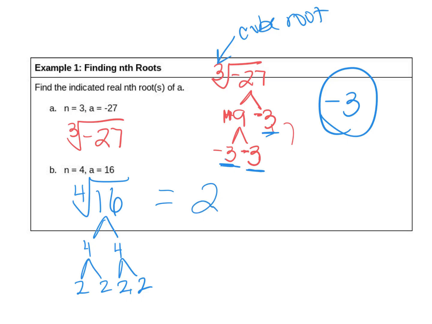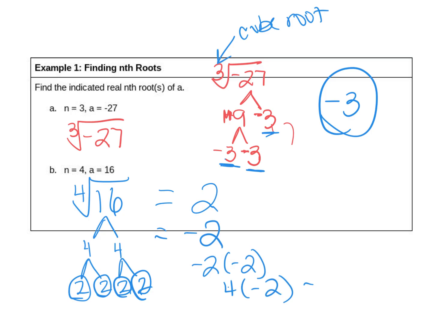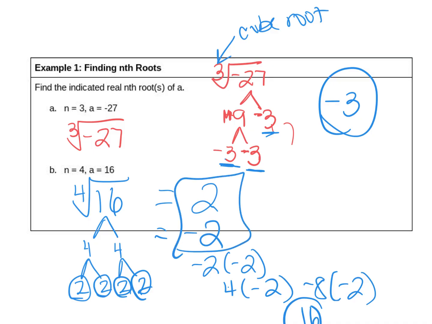Because we have a fourth root, we're looking for 4 of the same number. So 1, 2, 3, 4. This also holds true if we list -2. Because -2 times -2 gives you 4. 4 times -2 gives you a -8. -8 times -2 gives you a +16. So in this one, we're going to have 2 or -2. In this one, it's just -3.